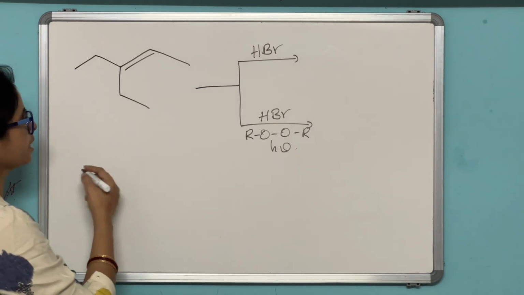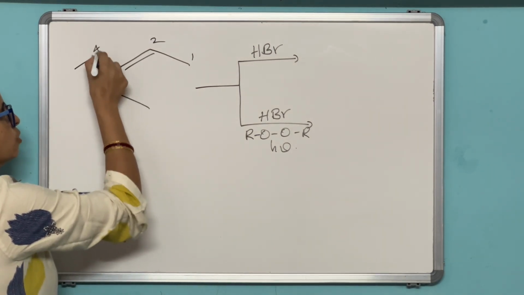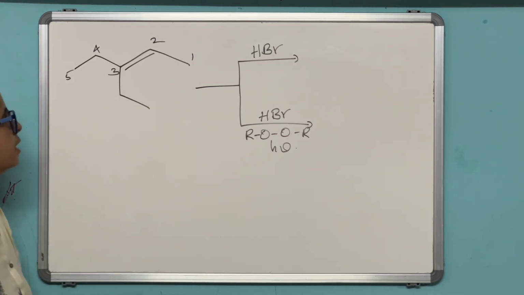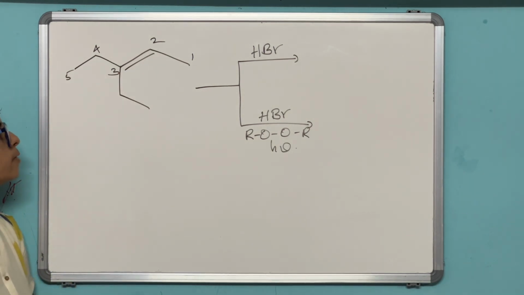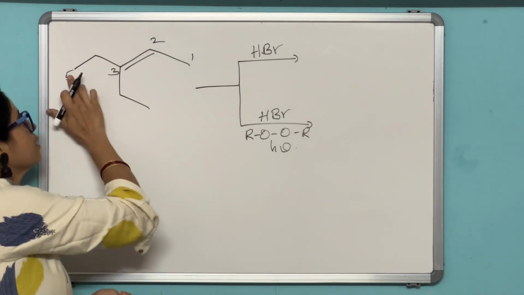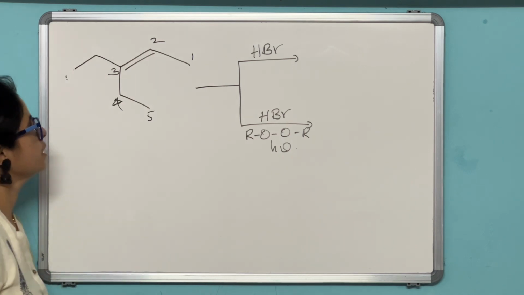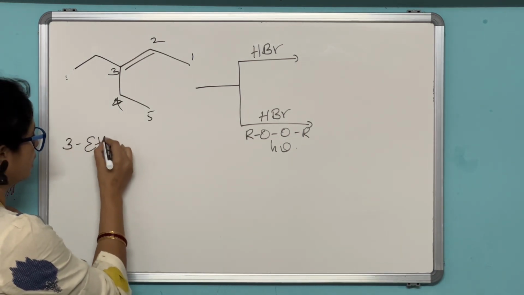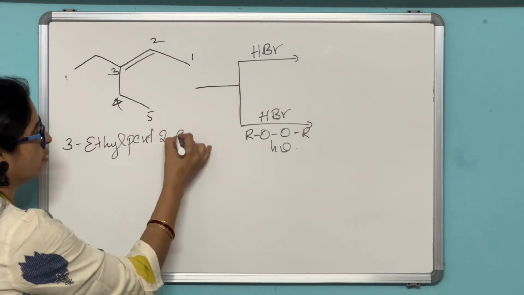So what is the name of this one? 1, 2, 3, 4, 5. 3-ethyl pent-2-ene. How many carbons here? At the third place, an ethyl group is there, no? So 3-ethyl pent-2-ene. If you give numbers like this, 3, 4, 5, then also it is 3-ethyl pent-2-ene.